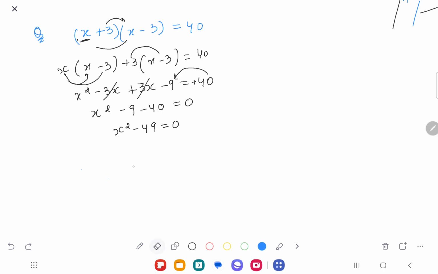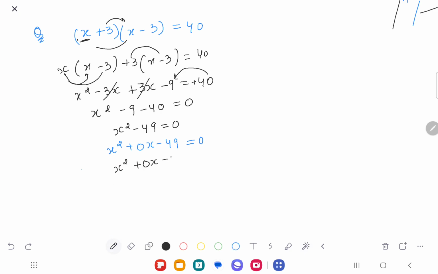I hope you're understanding what we have right here. This is basically x square plus 0x minus 49, isn't it? Because the terms are generally written in which order? First we have the square term, then we have one term which has power 1, and then we have that term where there is no power at all. So we have x square plus 0x minus 49 equals 0, and now I am supposed to solve it.